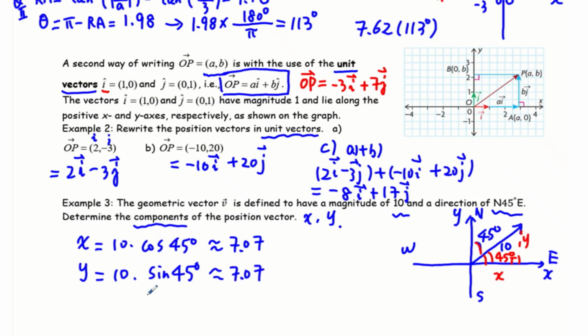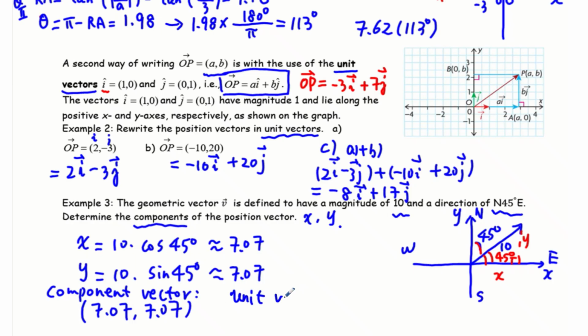In components, we want to write it as 7.07, 7.07. This is our component vector notation. And if we want to write it in unit vector notation, then we just write it separately. This is the x direction, this is our y direction. Okay?